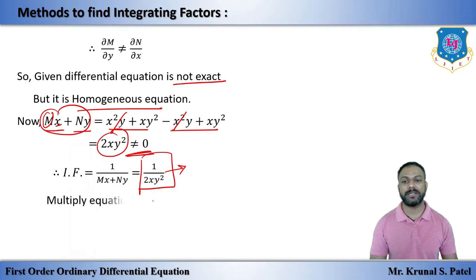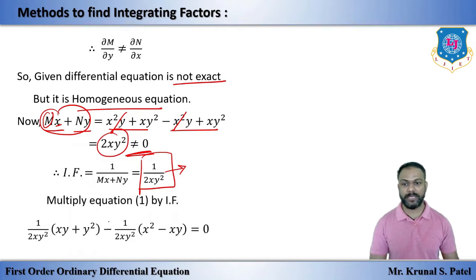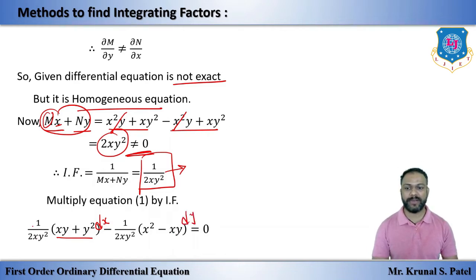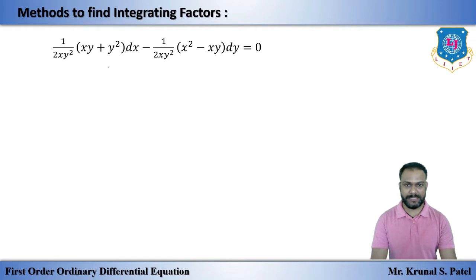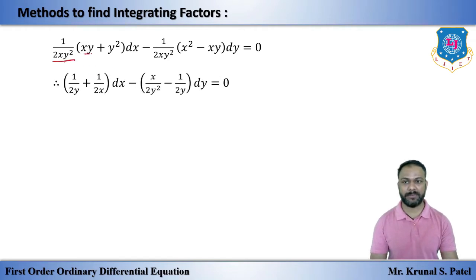So we will multiply this to equation number 1. We have this and we multiply with this into dx. I just forgot to write this down, and multiply this to N, and dy is equal to 0. So now we simplify, that means multiply this term in the bracket and multiply this term in the bracket. So after multiplying, x cancels, y is cancelled, so we have 1 by 2y, and for this y square is cancelled, so we have 1 by 2x.